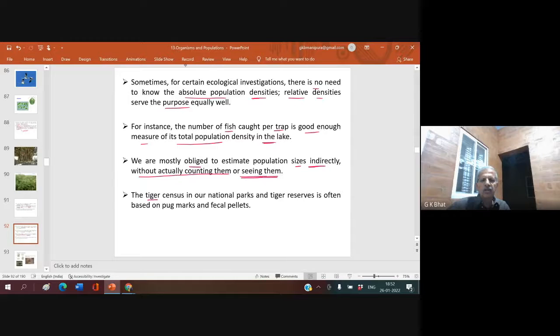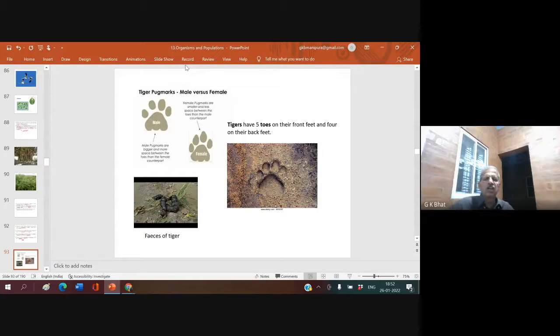The tiger census in national parks and tiger reserves is often based on pug marks or fecal pellets. What do you mean by pug mark? Sarotam, Harshvardhan, what do you mean by pug mark? Vishwas: pug mark is nothing but the step mark. It is the mark of its foot. Look here. Can you see here? This is the tiger pug mark.